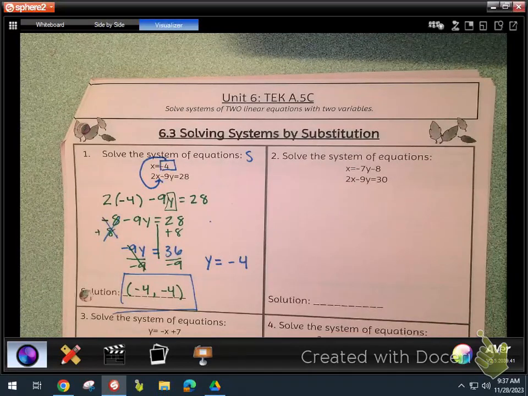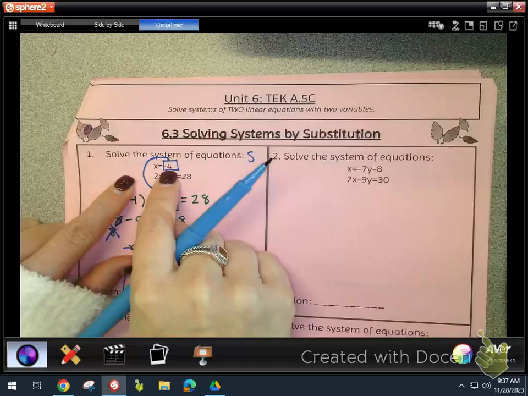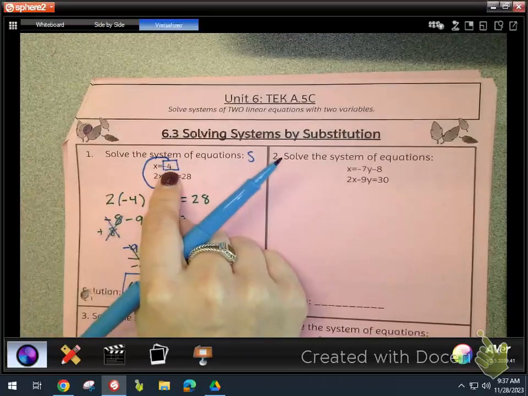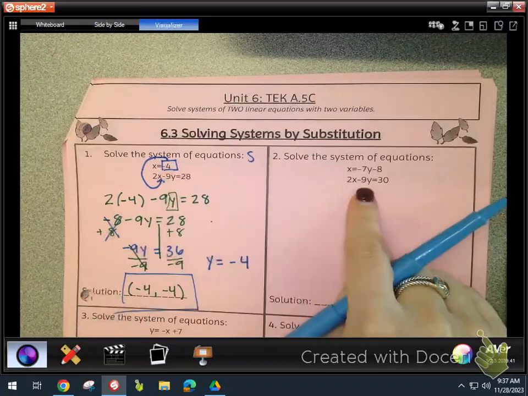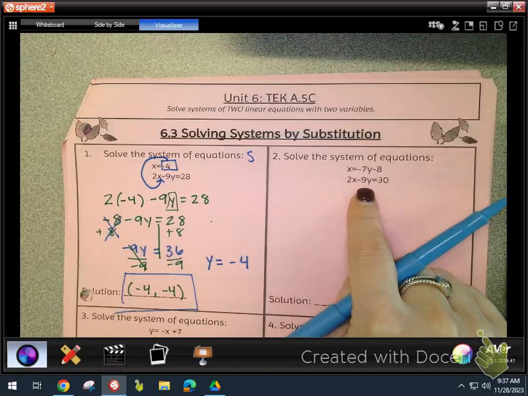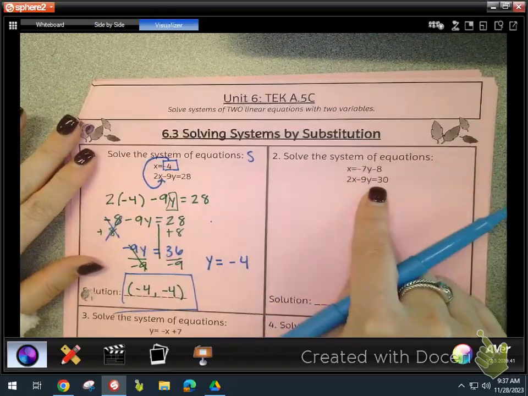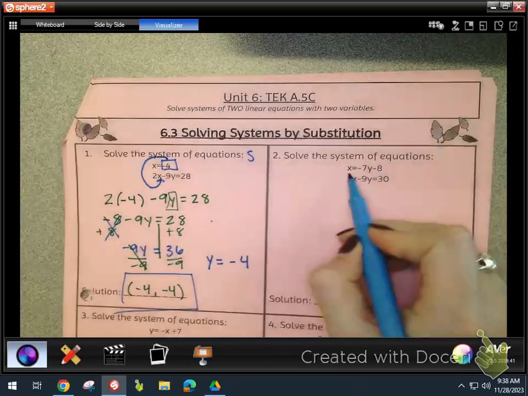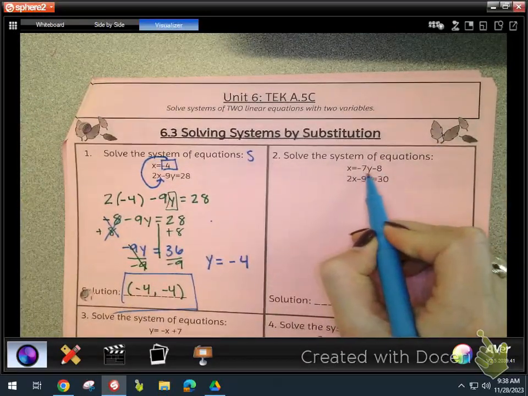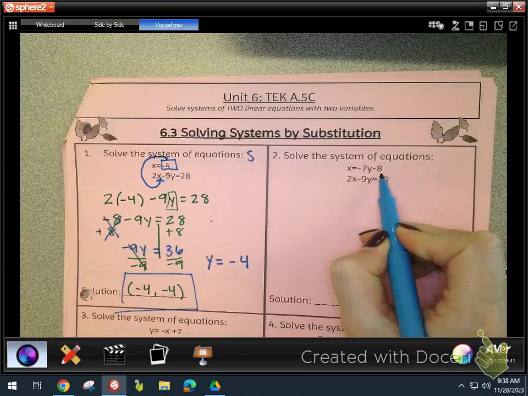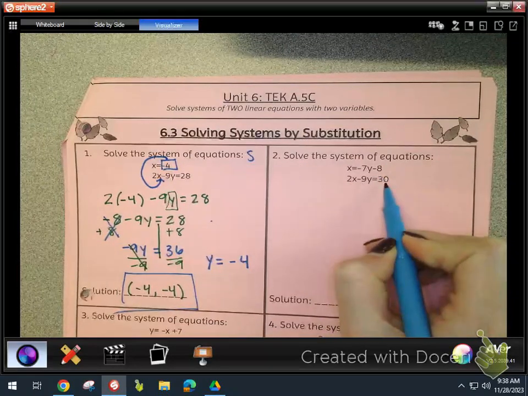Okay? So number 2 is going to be a little bit more in depth because do you already know what one of your variables is equal to? Like just numbers straight off the bat. No. And I will warn you, it's not going to be like that on the test. This was just intro. This is more the level of what we're going with. But let's analyze our equations. X equals -7y minus 8. And then 2x minus 9y equals 30.